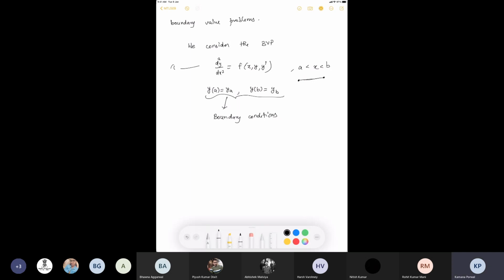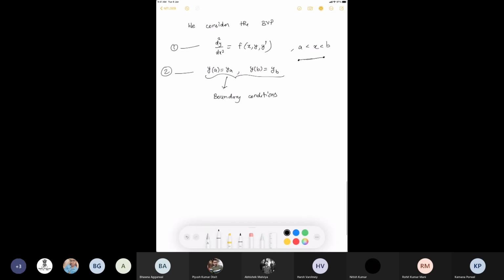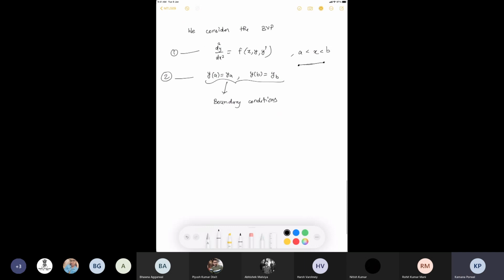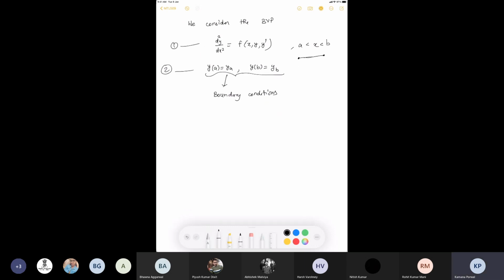So let's call this 1 and this 2. Excuse me. We are going to assume that this problem has a unique solution. So we assume that this boundary value problem, which is given by 1 plus 2, has a unique solution.